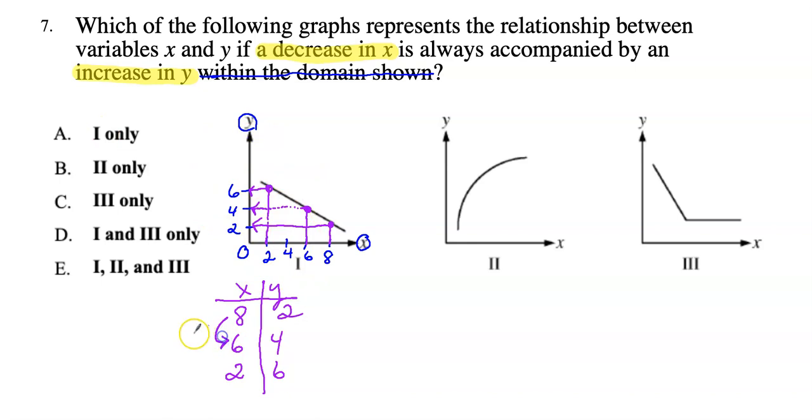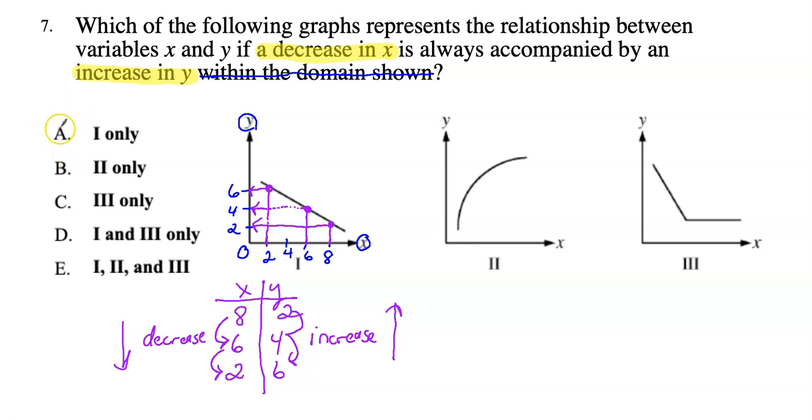A decrease in x. Yep, x is decreasing. 8, 6, 2. It's going down. Is that followed by an increase in y? Well, let's see. Y went from 2 to 4 to 6. Yeah, y went up. It increased. So this graph shows that when x decreases, y increases. You can see that from the graph and the table. So graph 1 works. So I know my answer choice has to contain graph 1.